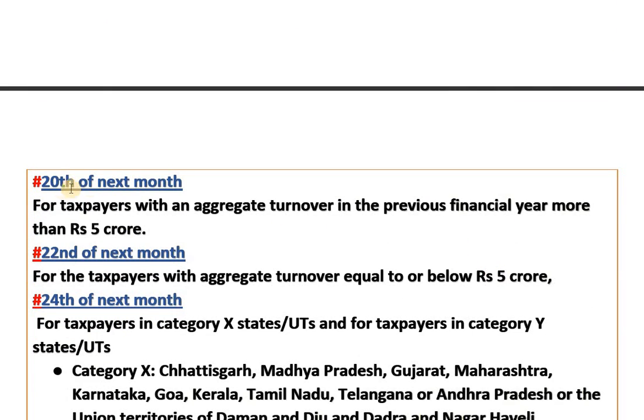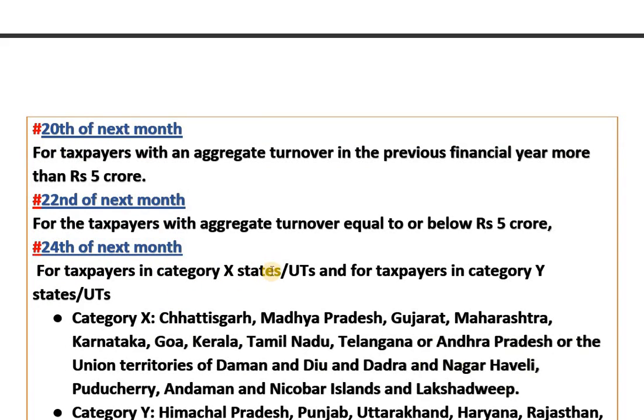For taxpayers with aggregate turnover in the previous financial year more than 5 crore, they have to file on the 20th of the next month. For taxpayers with aggregate turnover equal to or below 5 crore, they have to file on the 22nd of the next month. For taxpayers in the category X states or UTs and taxpayers in the category Y states or union territories, they have to file on the 24th of the next month.